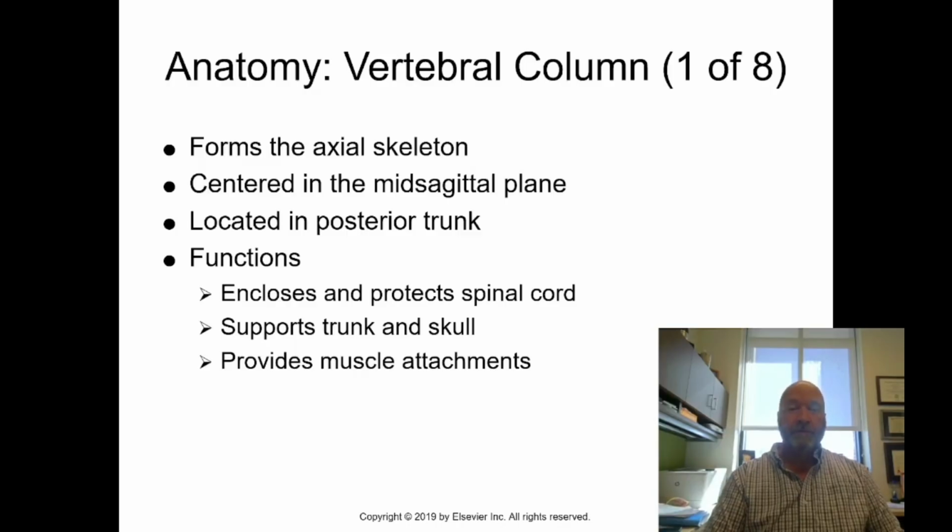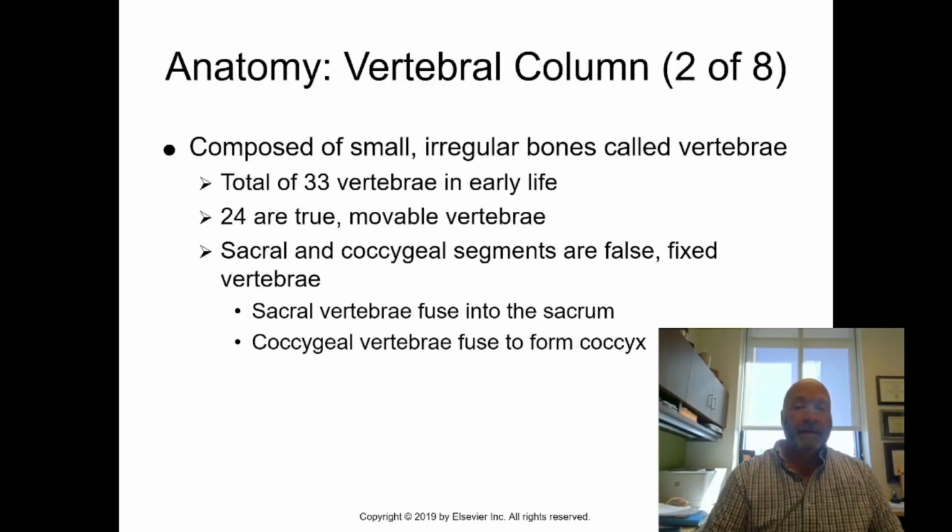So it forms, along with the skull, the axial skeleton. It's centered for the most part on the mid-sagittal plane. Once we get into scoliosis, it may deviate from that a little bit. And it is located in the posterior trunk, so it's not in the middle at the coronal plane. It's posterior to the coronal plane.